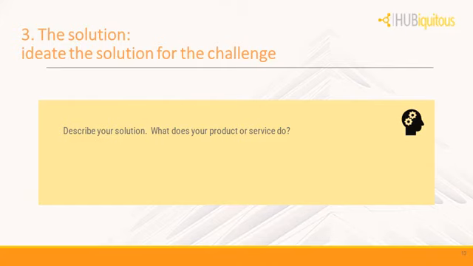So we are going to jump to the next step. The next step is to define the solution. In the template that we have provided you, you also have a slide that includes a space for the solution that you are going to ideate. And you have to describe your solution and explain what your product or service does. And a tip is that if you can use images to illustrate your solution, it is better to use them, because it will be more graphical and more tangible and better to understand.